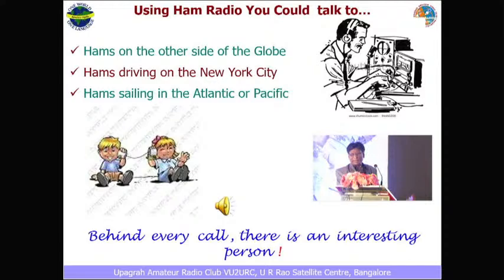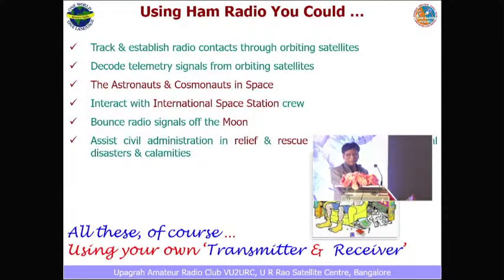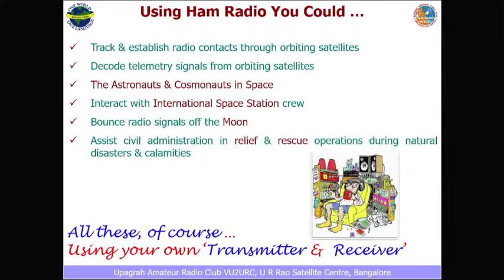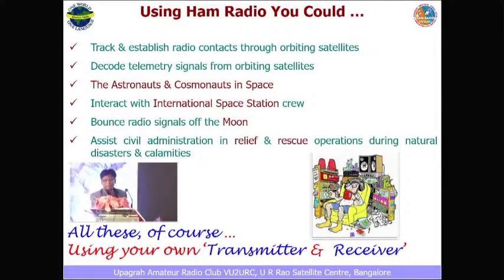Why do you have to become a ham, use a ham radio and all this stuff? But you can't do these things with your cell phone. Ham radio can do much better things than your cell phone. Track and establish radio contacts through orbiting satellites, which you cannot do with your cell phone. And cell phones all depend upon a service provider. There is a middleman in between. If the service provider is not there, your cell phone just becomes an MP3 player and a camera. So you cannot use it for any other purpose.